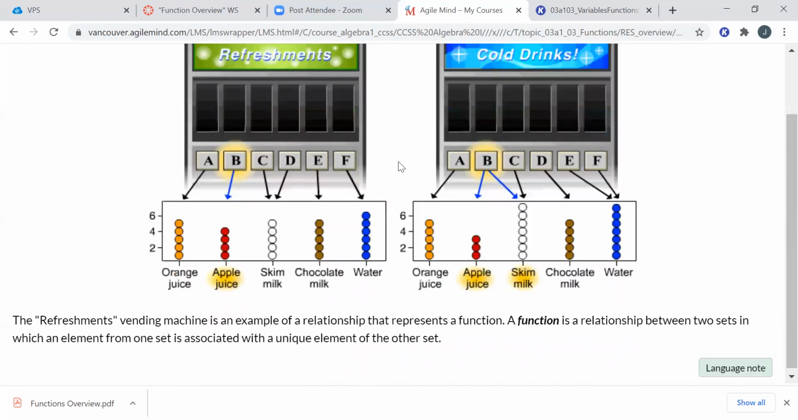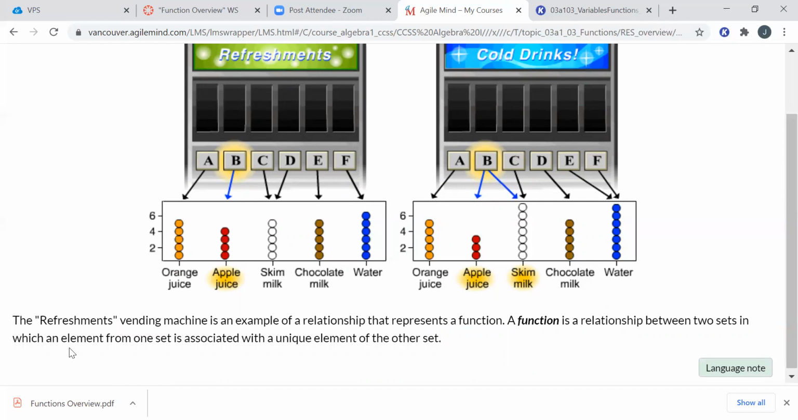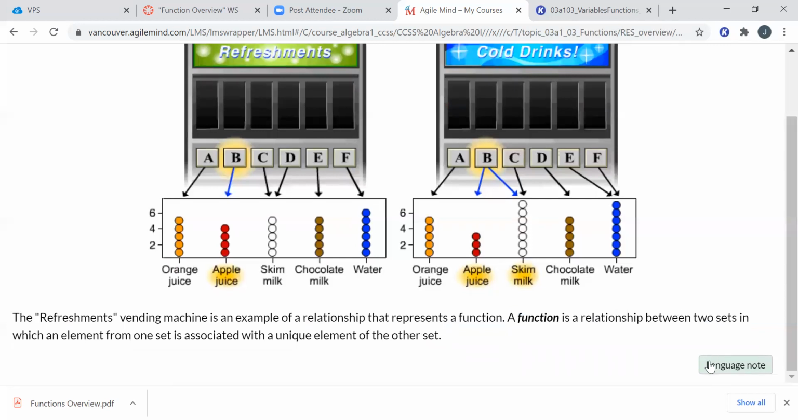What does this look like? The refreshments one, an example of a function, and I've talked about this. A function is a relationship between two sets in which an element of one set is associated with a unique element of the other. Now they're talking about using unique in a mathematical way, so it makes more sense. In other words, every time that I plug something in or choose a certain button or whatever the input is, if I do the same input the same way, I should get the same thing out. That's what it means to have an element from one set associated with a unique element from the other. Ugh, that bothers me, but that's okay.